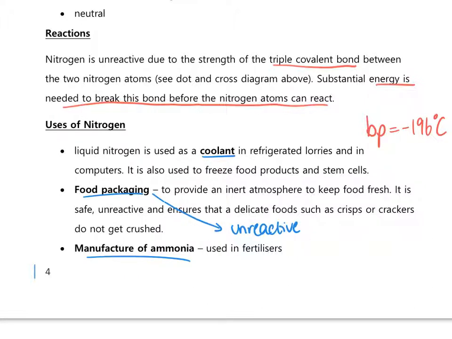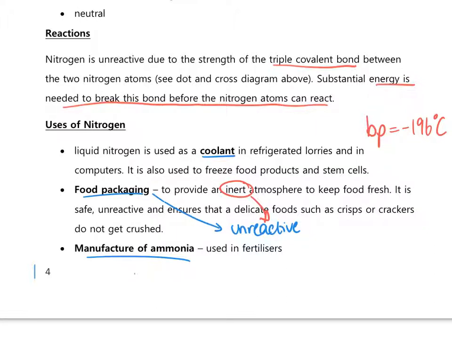It's not air, because if it was air, then our crisps would go soggy. You know that if you leave a bowl of crisps sitting out, it will go soggy even overnight, and they'll not quite be as crispy. So crisp packets are pumped full of nitrogen, and that makes sure the crisps stay nice and fresh, and don't go off, don't go soggy, and that's because nitrogen is so unreactive. That word inert just means unreactive, so it's providing an inert atmosphere to keep food fresh, and it's safe and unreactive.